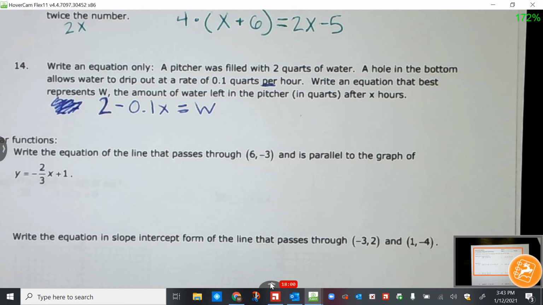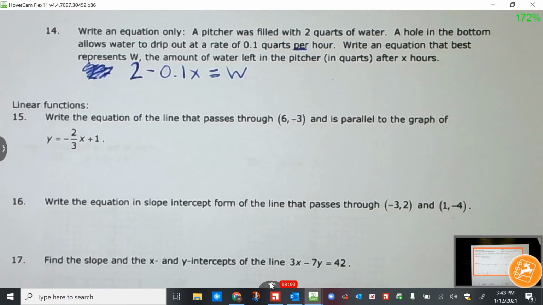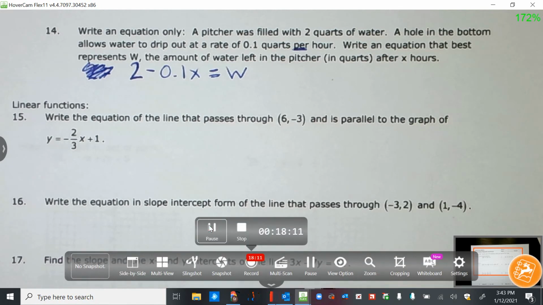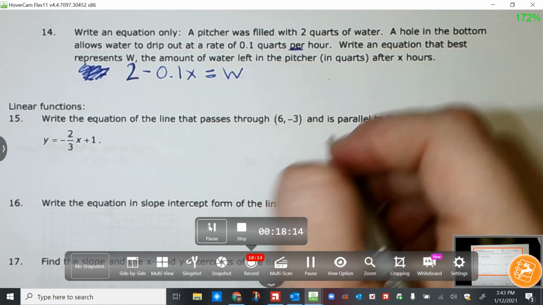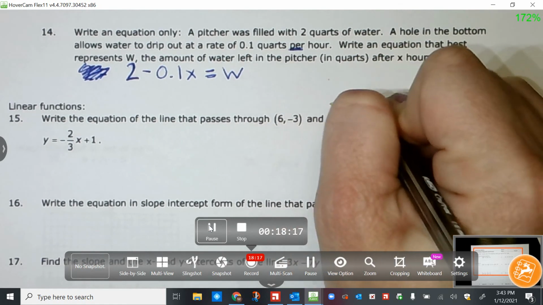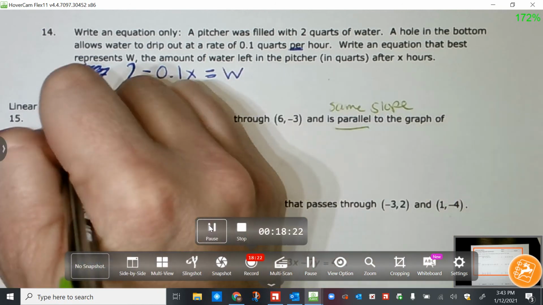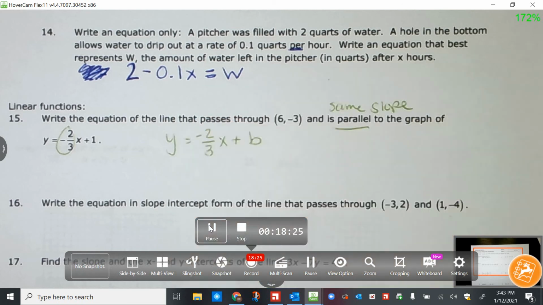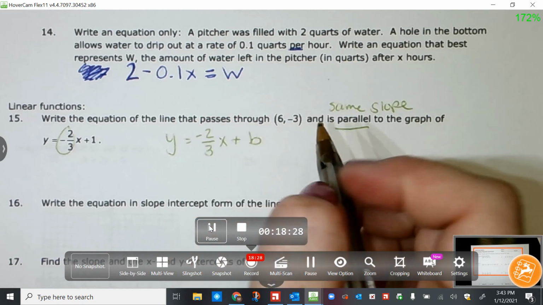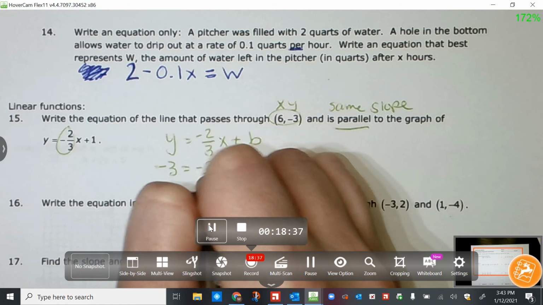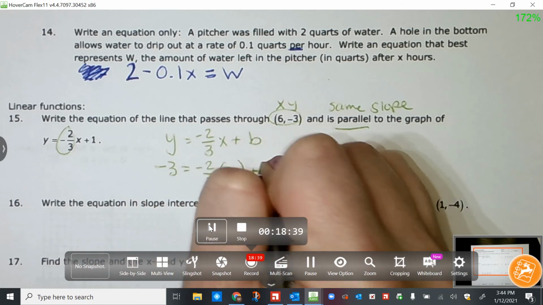Okay, write the equation of a line that passes through (6, -3) and is parallel to the graph of y equals -2/3 x. We know parallel means same slope. So we know our equation is going to be y equals -2/3 x, because this is my slope, plus we don't know our y-intercept. However, we do know 6 and -3. This is x, this is y. So -3 equals -2/3 times 6 plus b.